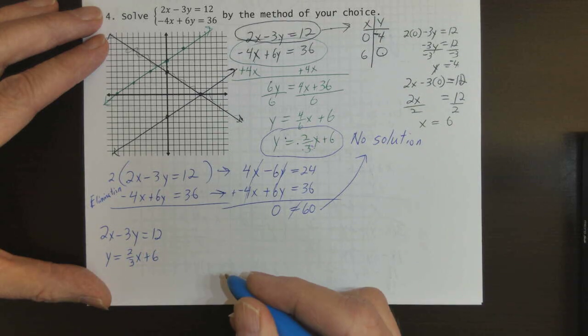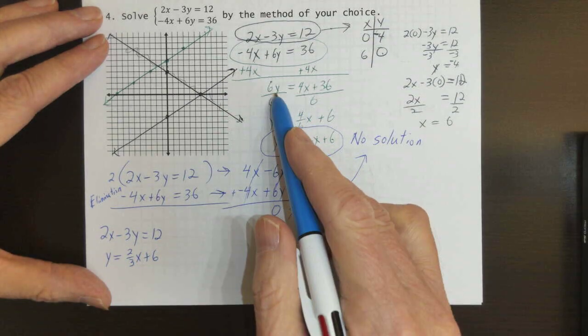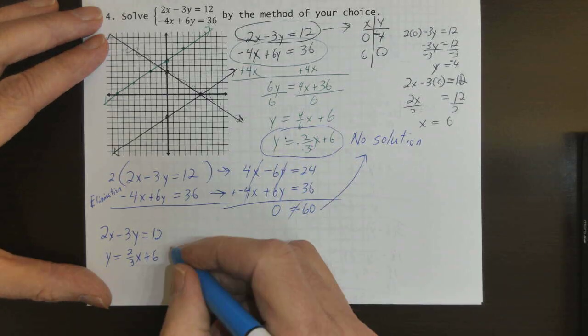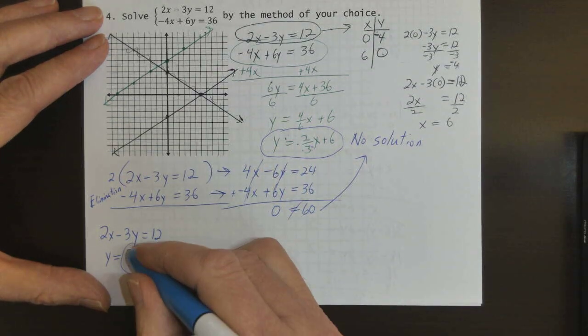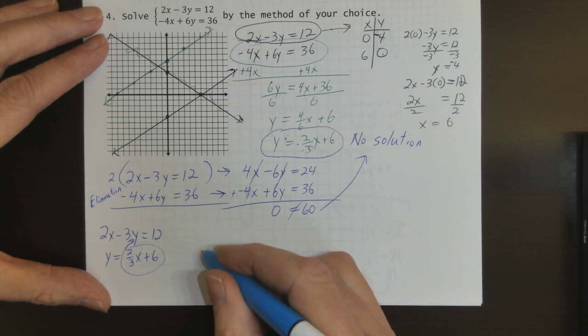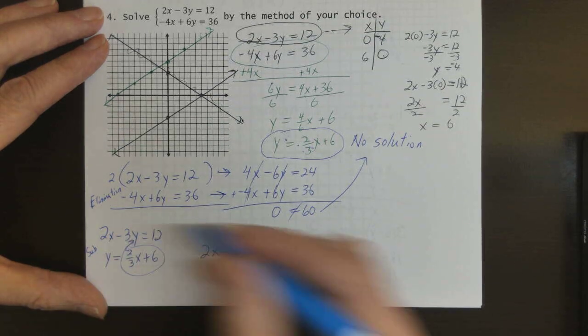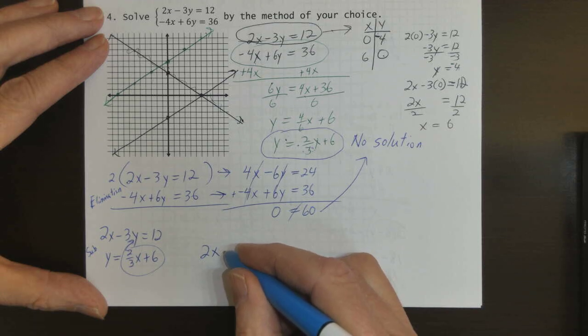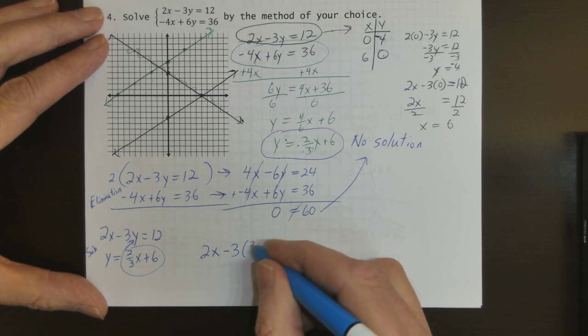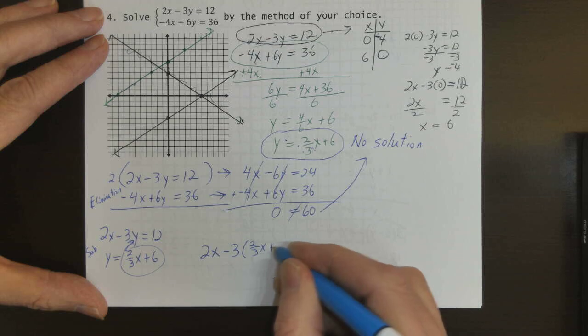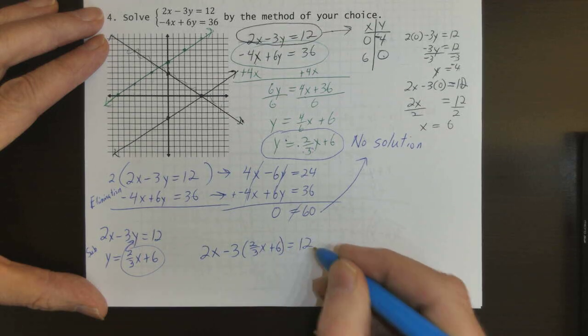Is that the right one? Yeah, that's the right one. So I'm going to put 2/3 x plus 6 right here. So I've got 2x, this is substitution here. I'll just write sub there. 2x minus 3 times 2/3 x plus 6 is equal to 12.